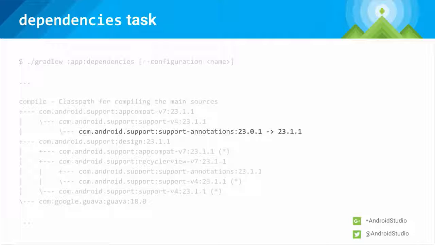Well, in the path lower down, you will still see that, even though it says 2301, it's actually using 2311 because somewhere else you do depend on 2311. And if you have multiple versions of the same dependency in your graph, it will show that to you. So for example, here support v4 is used twice. The first time it shows you its transitive dependencies. The second time there's a small asterisk saying, hey, you've seen that before, and it won't show you the transitive dependencies. So that's what that little asterisk means.